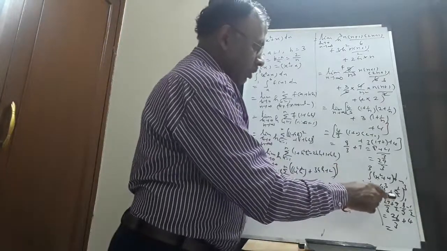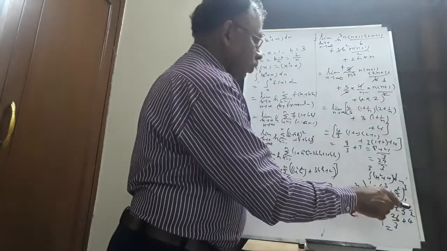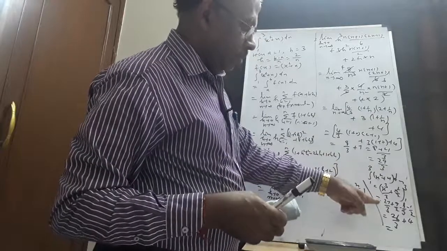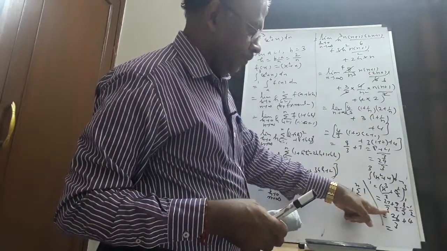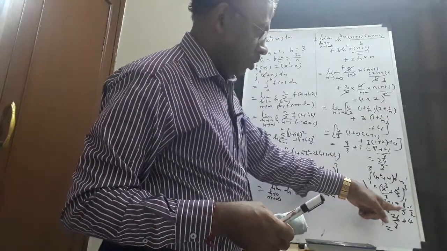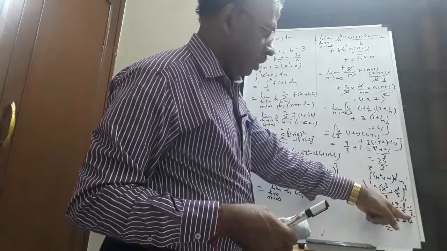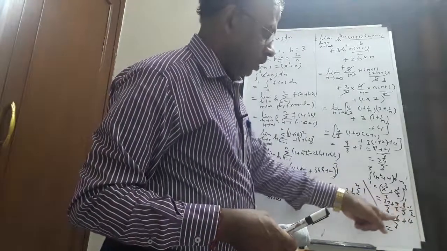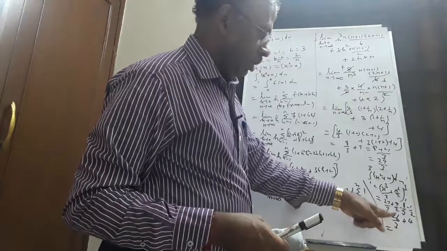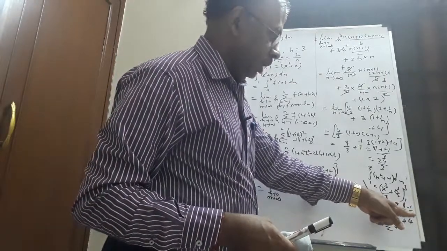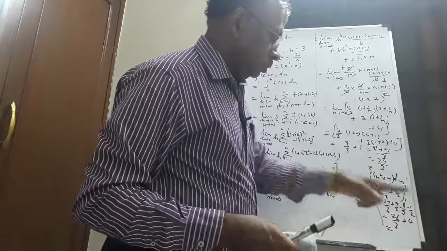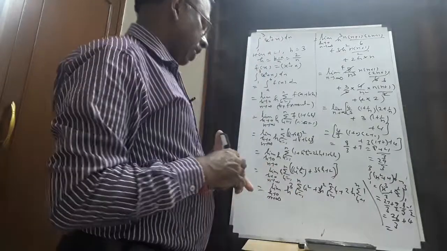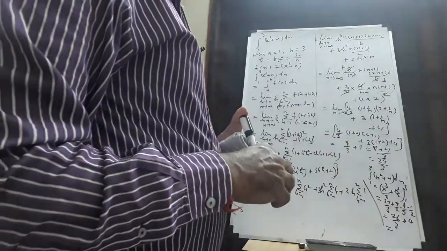Now, x cube by 3 plus x square by 2, from 1 to 3. Upper limit is 27 by 3 plus 9 by 2 minus 1 by 3 minus 1 by 2. 27 minus 1 is 26 by 3. 9 minus 1 is 8. 8 by 2 is 4. 4 3s are 12. Where am I going wrong? I don't think anything is wrong over here.